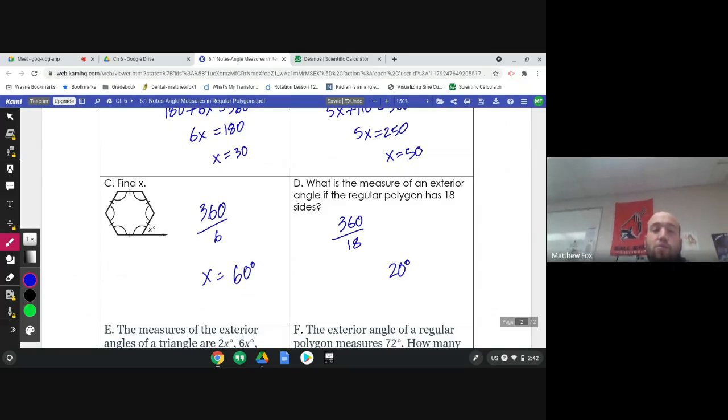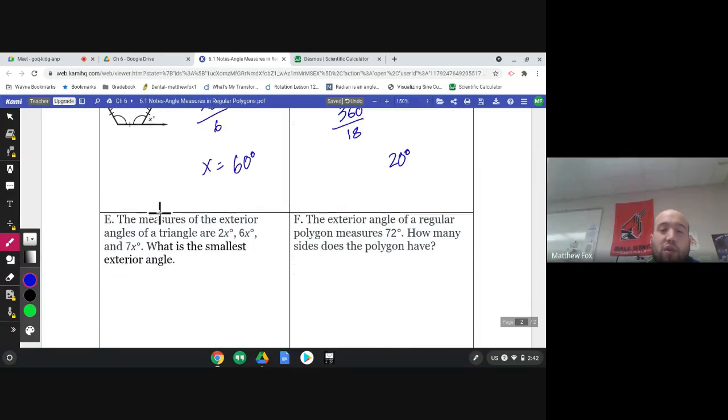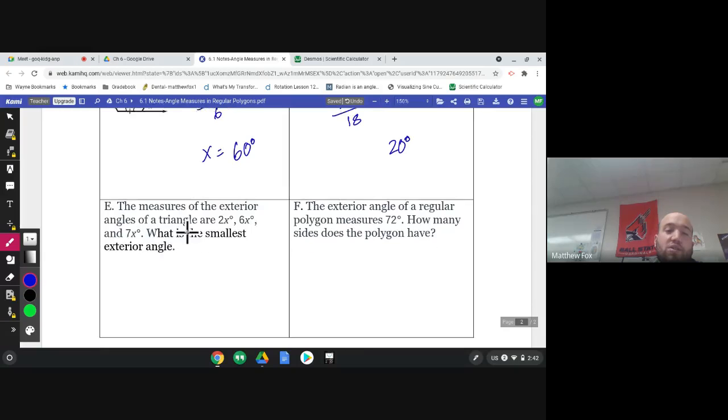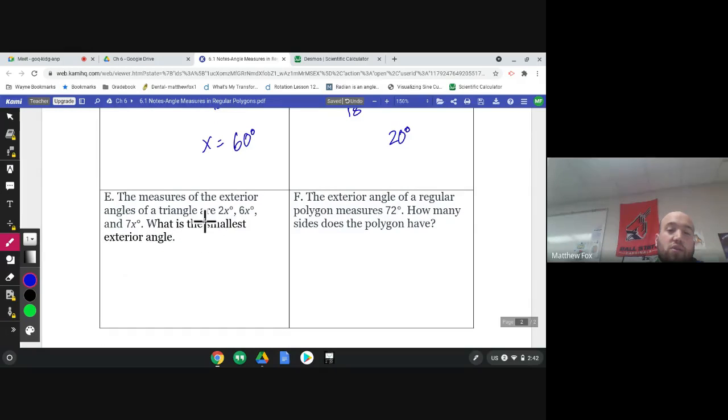Okay, these final two maybe are going to make us think a little bit more. This one, once again, we don't have a picture, but it says the measures of the exterior angles of a triangle are 2x, 6x, and 7x. So think about this. This is sort of like back when we were in the proportion chapter. We're going to add those all up and then find what x is, and we'll know what the smallest exterior angle is. The only difference is when we were doing that, if they were interior angles, they add up to 180. Here it's going to add up to 360. Also, I forgot this would be a question mark.